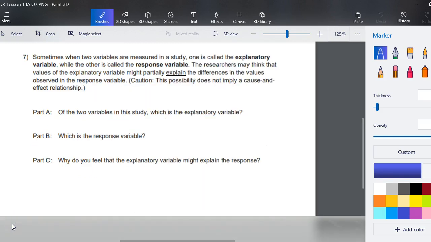If you have not hit pause and worked on questions 7 and 8, now is the time to do so. And then when you have some answers, come back and let's talk through these together.